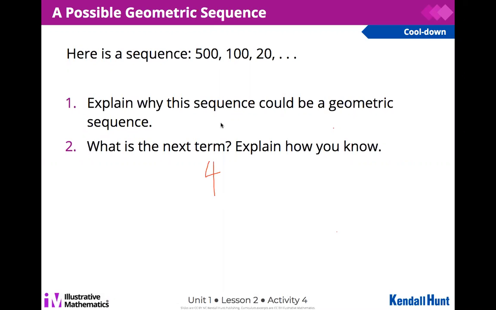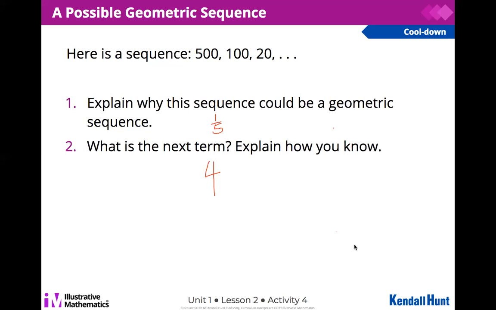Growth factor, now it's not division. So instead of dividing by 5, our growth factor would be 1/5. I'd multiply each of these terms by 1/5 to get my next one.